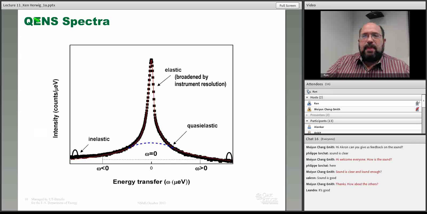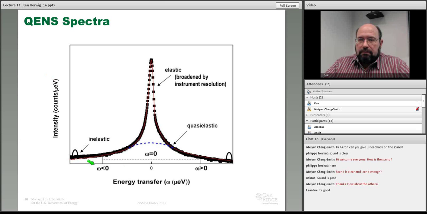So, what do QENS spectra look like? I used to always say that small angle scattering spectra look the same. You know, they start high and they fall off low. But quasi-elastic scattering spectra typically look very similar as well. You're always going to have a peak in the middle, as I said. This is the zero energy transfer. Across the bottom we have energy transfer omega, and over here we have counts normalized per microvolt bin.